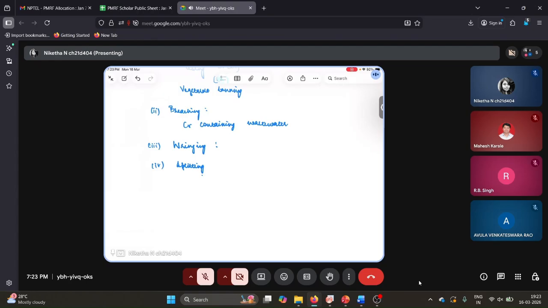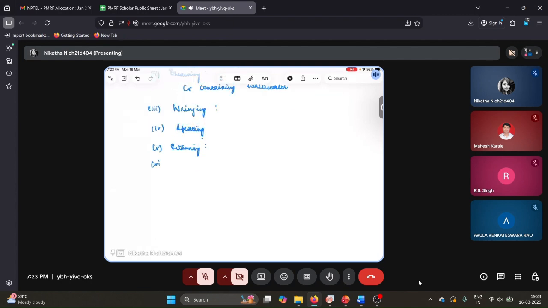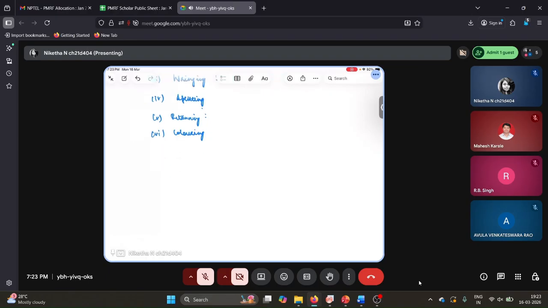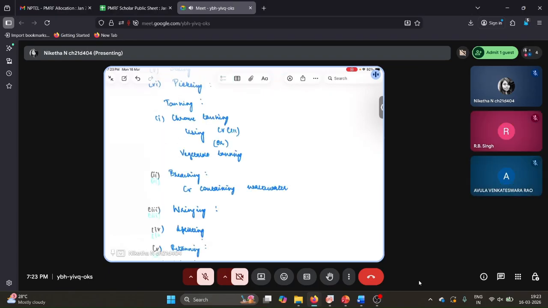And then the last step is retanning. The tanning process is repeated again. We can go for either chrome tanning or vegetable tanning, and this is done to increase the durability of the leather. And then coloring. Based on what color leather we want, we can add coloring agents. And this is about the tanning process.